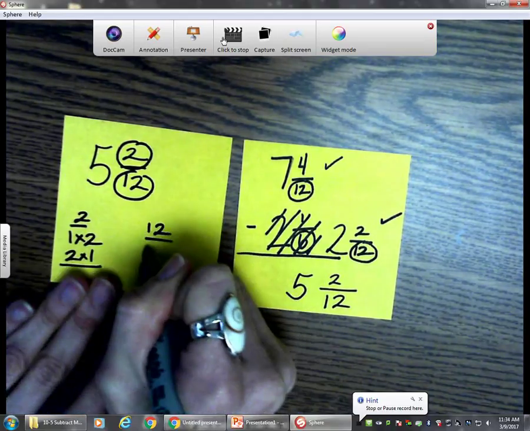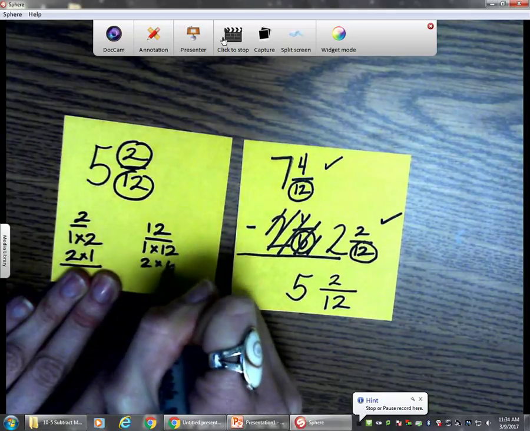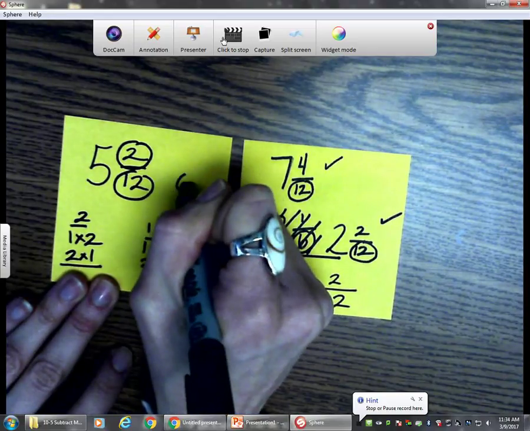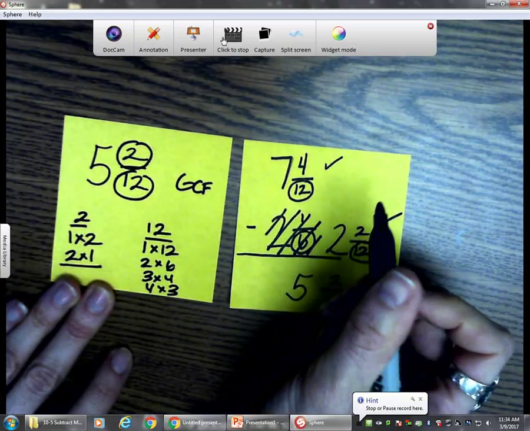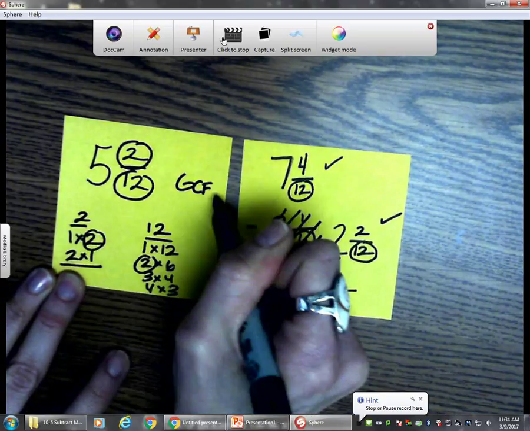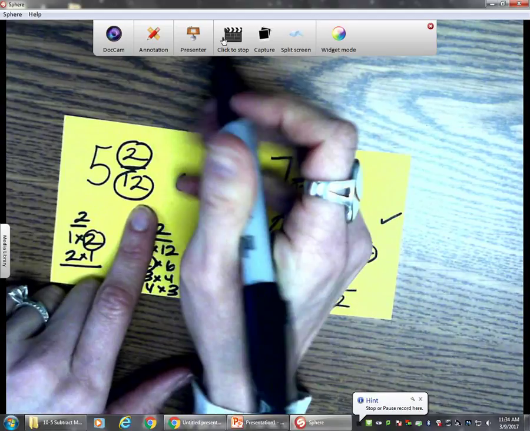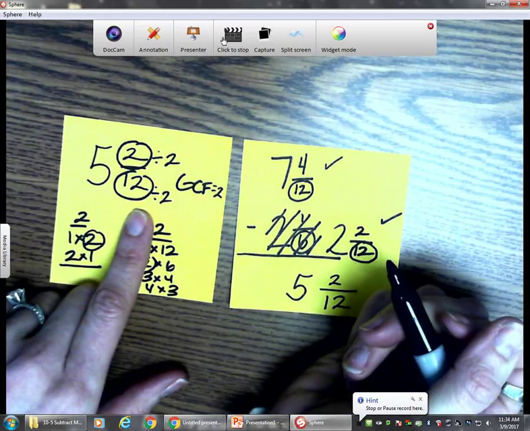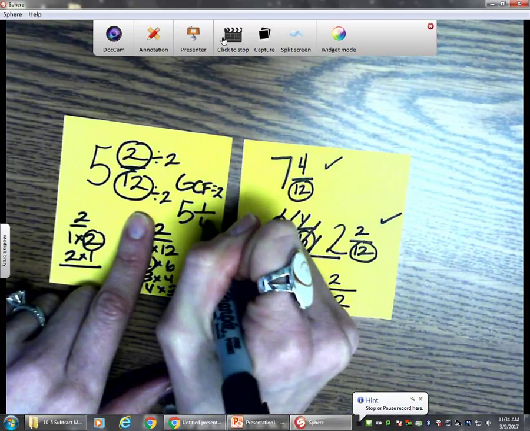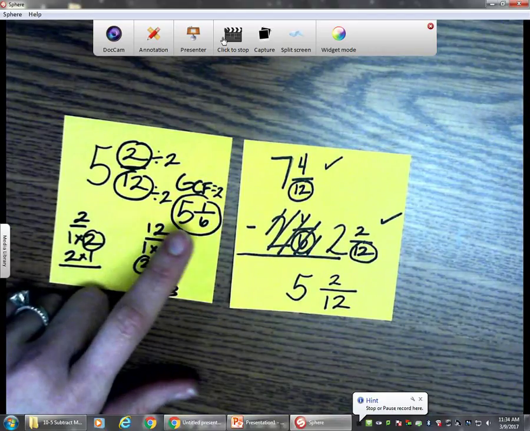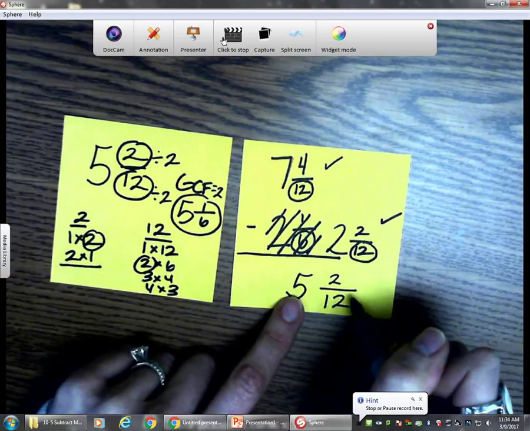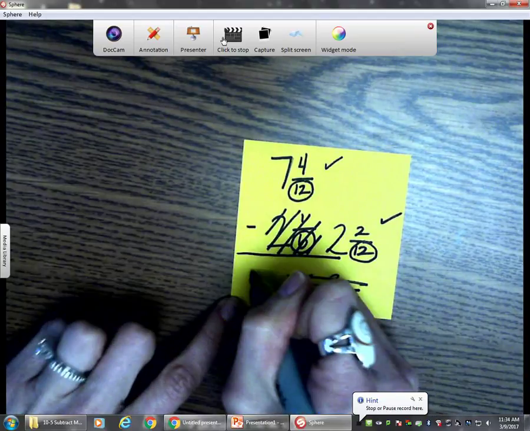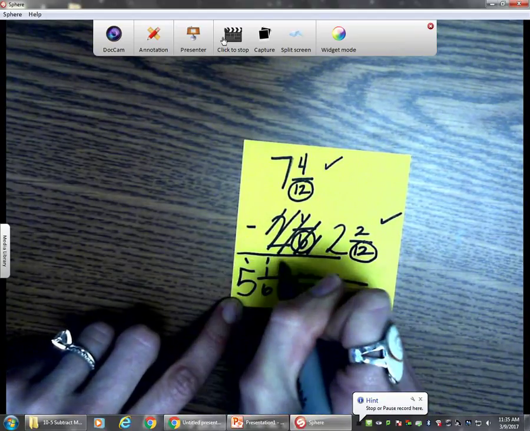Flip-flop, you stop. The greatest common factor, the biggest factor they both have, is a 2, which means in order to simplify this, I need to divide the top and the bottom by 2. That will get me 5 and 1/6. So instead of saying that my answer is 5 and 2/12, I am now saying, no, it's actually 5 and 1/6. And that is correct.